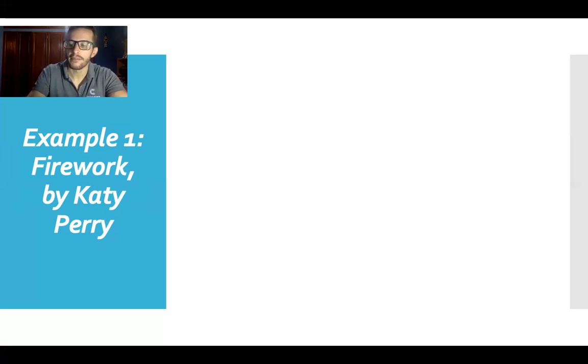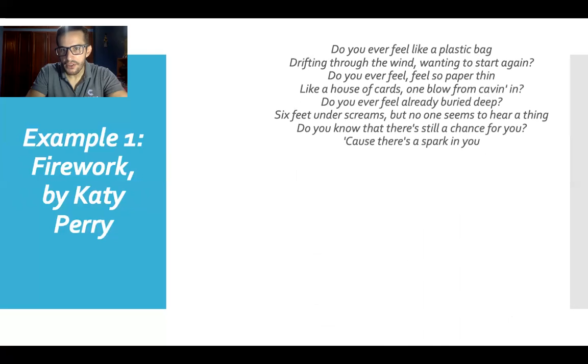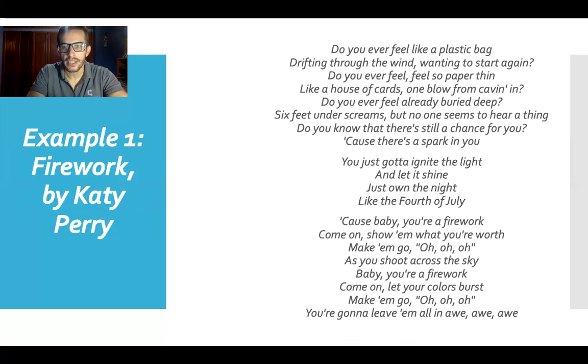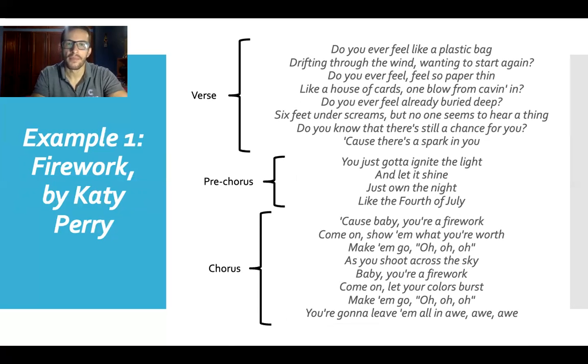easy way to understand. So here we have the verse, the pre-chorus, and the chorus. And here I have put the labels just in case you get confused. So here we have the verse, then the pre-chorus, which you see it's shorter than the verse and the chorus, okay? In the verse you have 8 lines, in the pre-chorus you have 4.